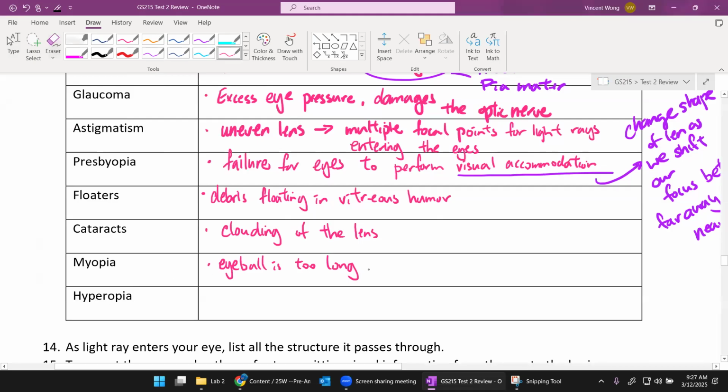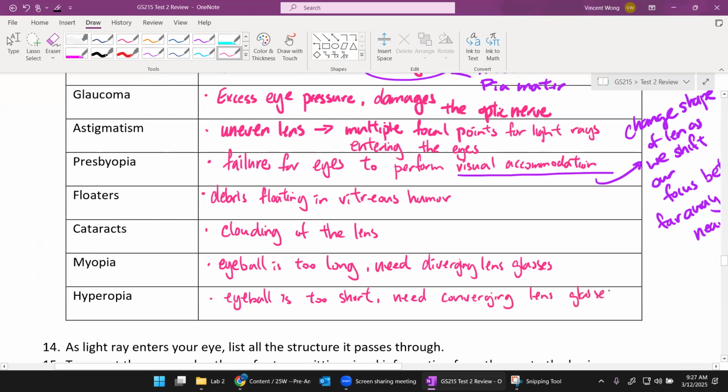Myopia: eyeball is too long. Need diverging lens glasses. Hyperopia is eyeball is too short, and you need converging lens. The explanation of how these lenses correct the problem was discussed in lecture 7, so you can go revisit those if need be.